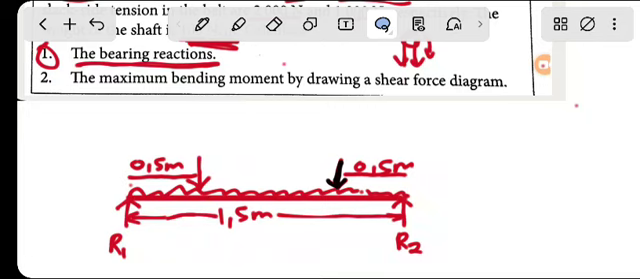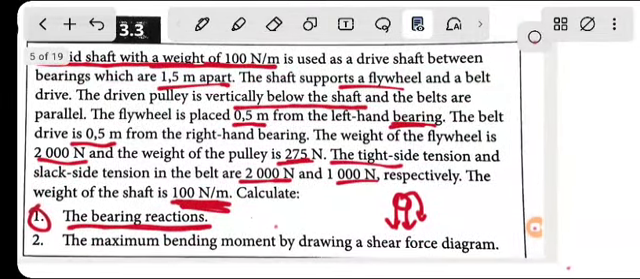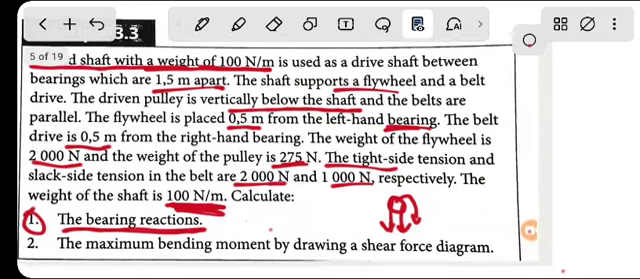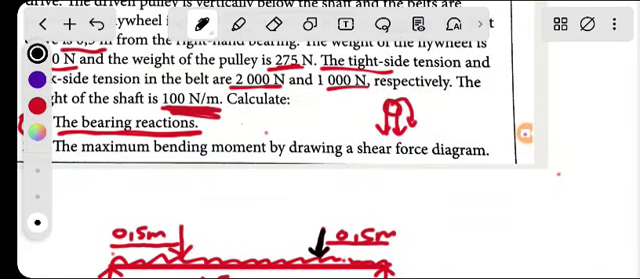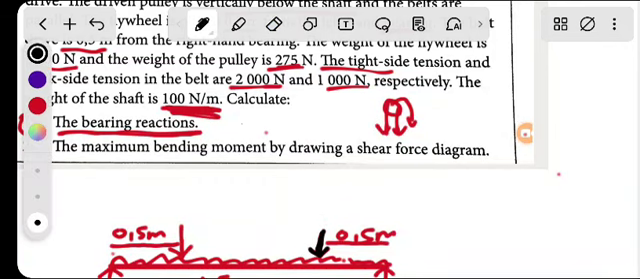All right, this is what we have, guys. By the way, we know it says the flywheel is 2000. I can say right here, 2000 for the flywheel is 2000 newtons, the force acting there of the flywheel. It's acting from the left. This is 2000 newtons acting from the left, the flywheel.